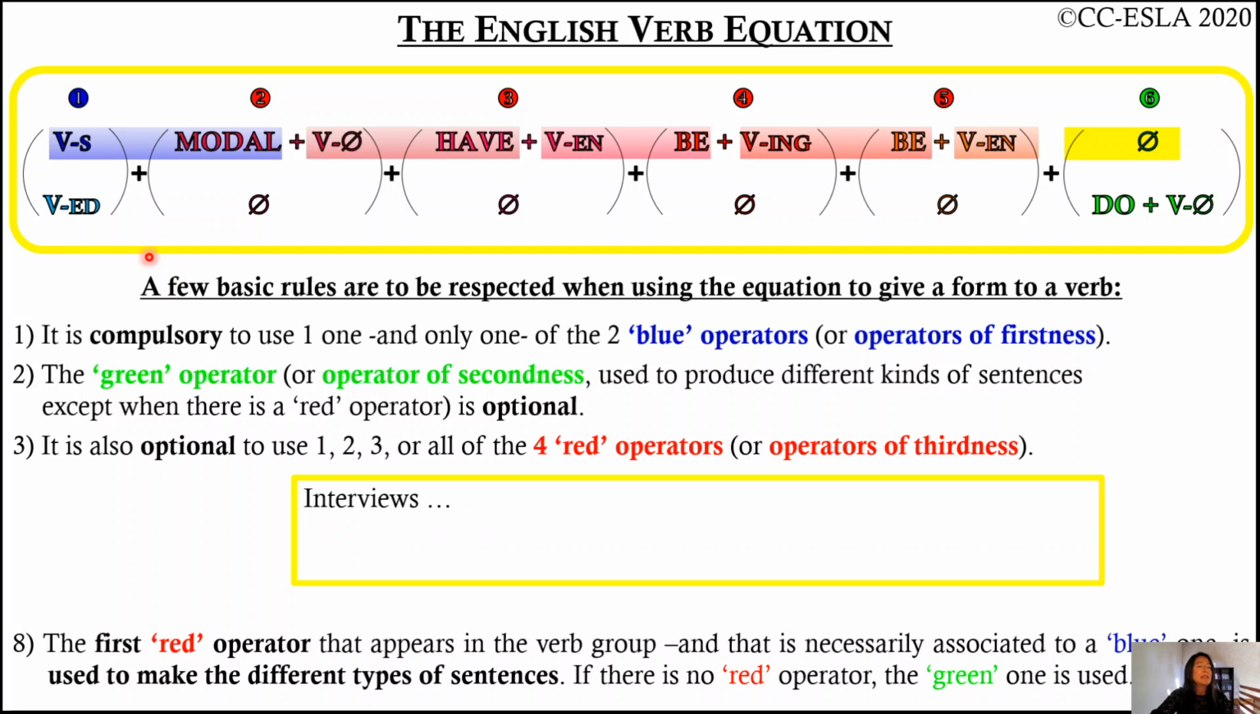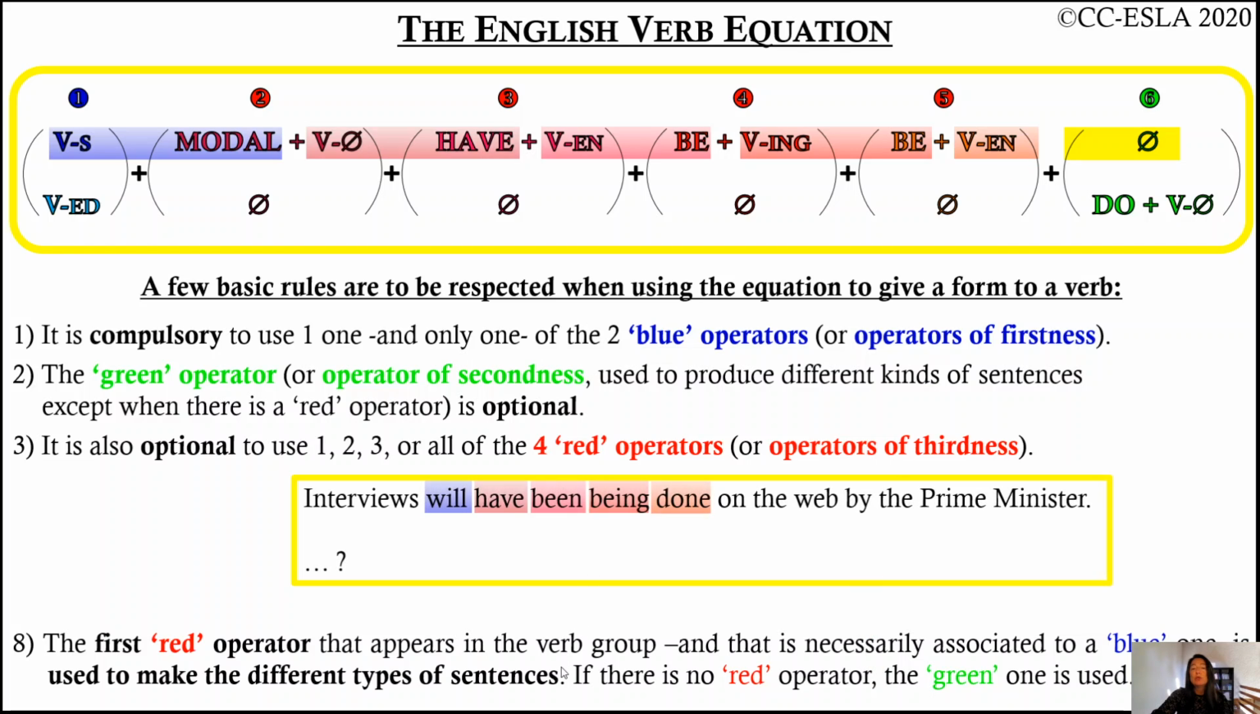So interviews, and then we want the present tense of the modal. Interviews will, the verb base of have, will have, the past participle of be, will have been, and the present participle of be, being, and the past participle of the verb do: interviews will have been being done on the web by the Prime Minister. Okay, so you can add the agent and introduce it with the preposition by.